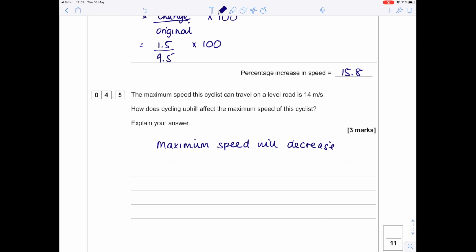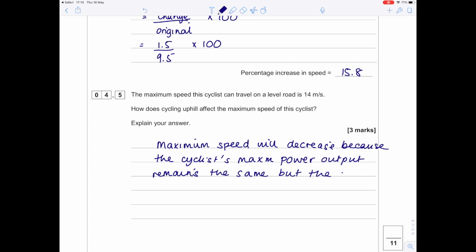And that's because the cyclist's maximum, I've written shorthand there, sorry. Power output remains the same, but the work done is carried out against an increased gradient.